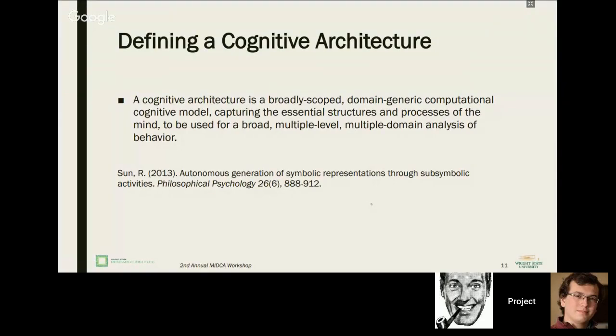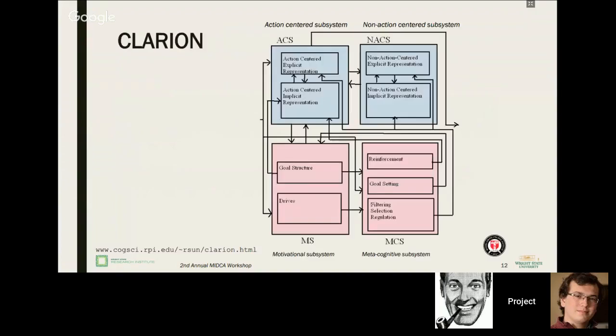Here, Ron Sun does distinguish, though it's not in this quote, between implicit knowledge and explicit knowledge. So I can show you that. This is Clarion. There are four main parts. There's an action-centered subsystem about behavior and skills and so forth. There's an explicit representation of actions and implicit representations. This is the upper left in blue. There's also non-action centered explicit and implicit representation.